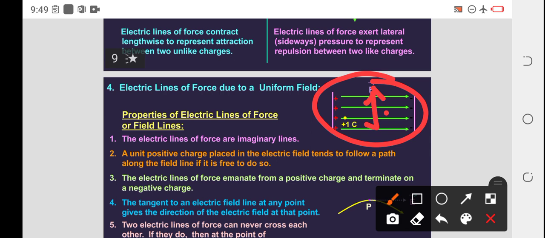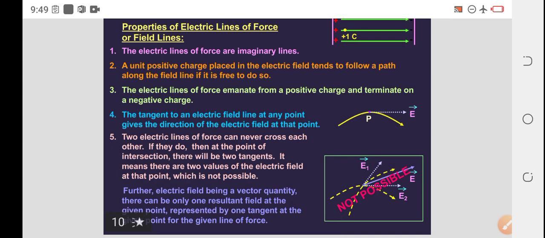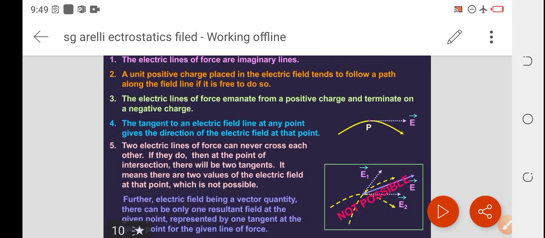Electric lines of force are imaginary lines, as we discussed previously. Why? Because they do not physically exist. A unit positive charge placed in an electric field tends to follow a path along the field line if it is free to do so. So if you place a unit positive charge in a free path, it will follow a straight path.